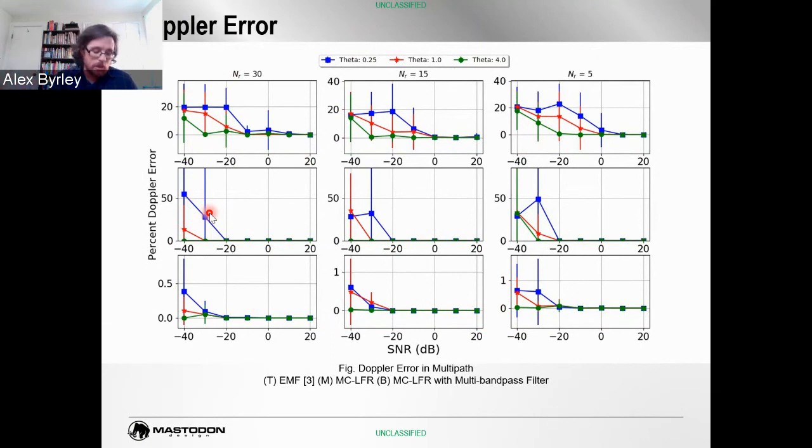And that's because when multipath happens and all of these signals are being added together, we're throwing away the phase. We're just using the power. So in some cases, if, for instance, theta is high, it actually helps us estimate the Doppler because we get more power in.